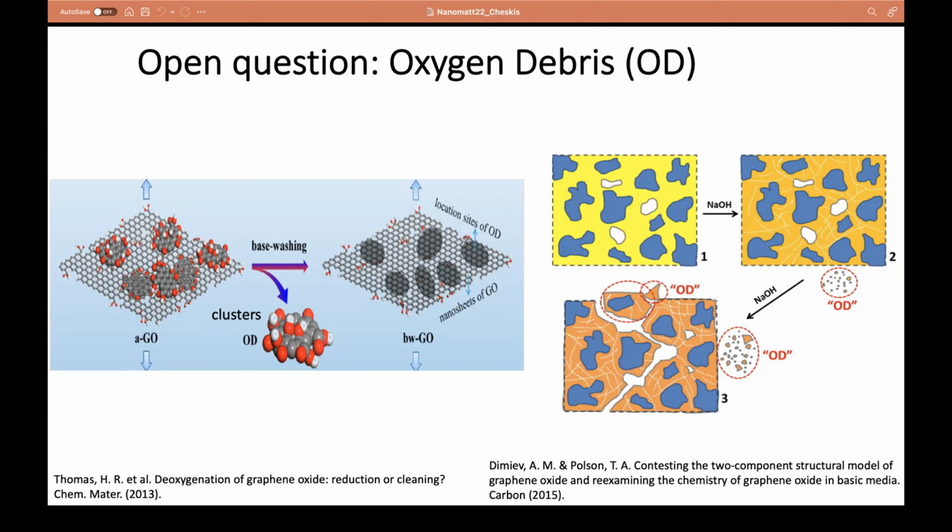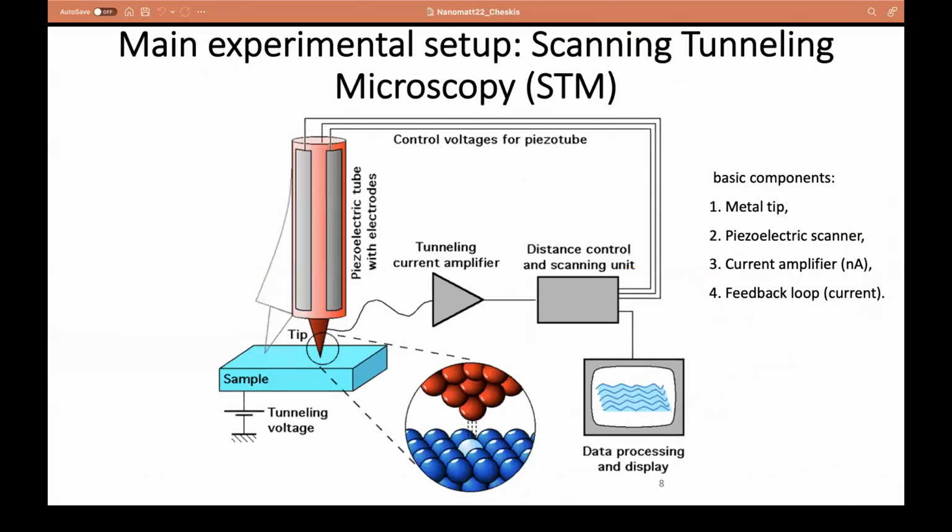So the question that we want to ask in this research is: what is the reason for this oxygen debris? Where do they come from, and is it possible to reduce them with some simple procedure? And is it possible to make a single layer of graphene oxide or reduced graphene oxide, which will be similar to graphene? Okay, we want to make a study of this process.